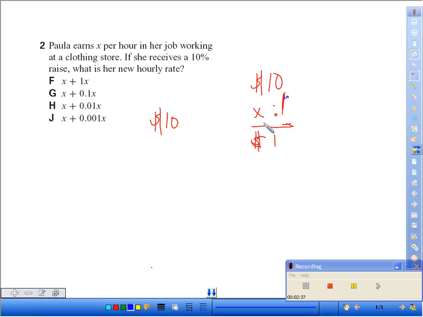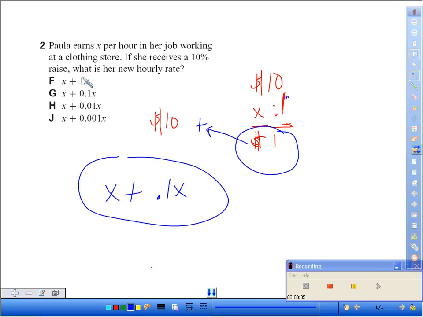Did our boss just come to us and say, hey, guess what? You've been such a good employee, I'm giving you a 10% raise. You're now going to get paid a whole $1. That's a ripoff. That ain't right. So what we need to do is add this $1 to our $10. So you take your original salary, and in this problem it's X, and then you add your new bonus or your raise. So the answer choice for this one is going to be G.